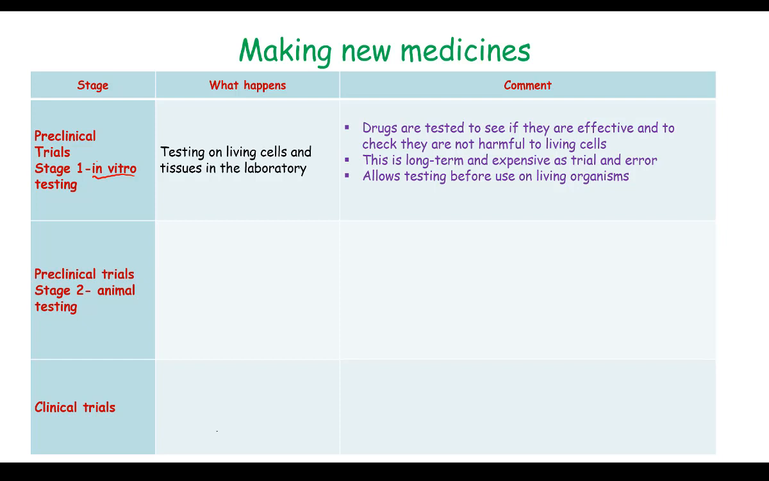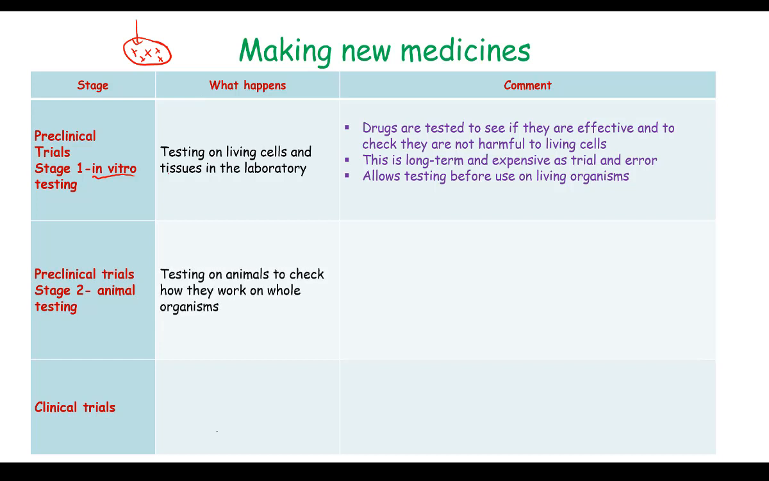So for example, let's say we take a little petri dish of cells, we add a drug to it, and all the cells die. You basically need to change the amount of drug which you're using and make up new mixtures. So it can be a lot of trial and error, and it can take a long period of time. Once it passes that stage and you've shown that it actually helps the cells rather than kills them or damages them, it goes to stage 2, which is animal testing.